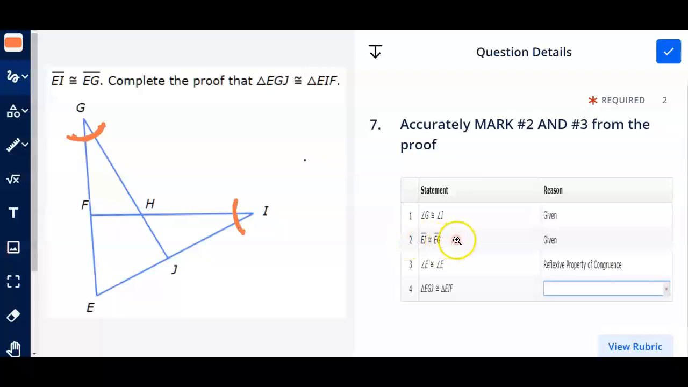And then number 2. Now, this one's a little tricky. I'm not a fan of this particular question, so I'm going to try to make sure it's not like this on the quiz. But it gives me that EI. And EI is this long segment here. Turn on the line, actually. It says EI, this whole segment here, is congruent to EG, this whole segment here. This is a little unusual.